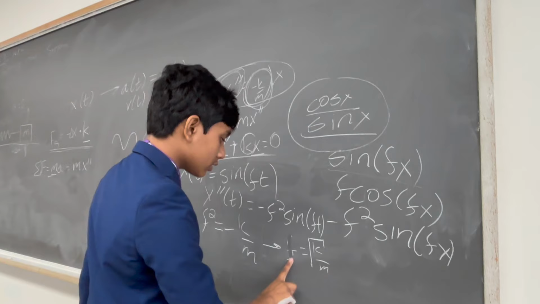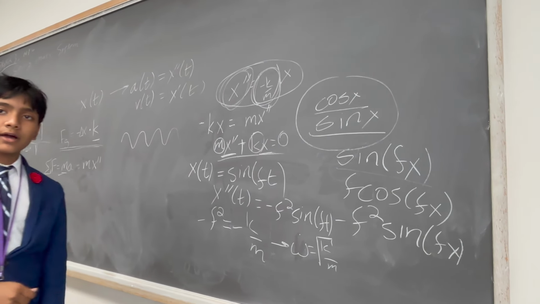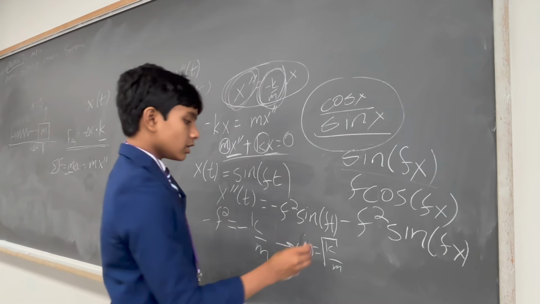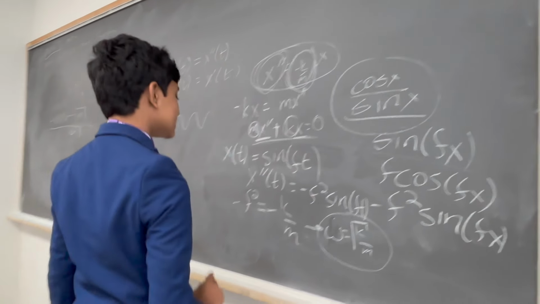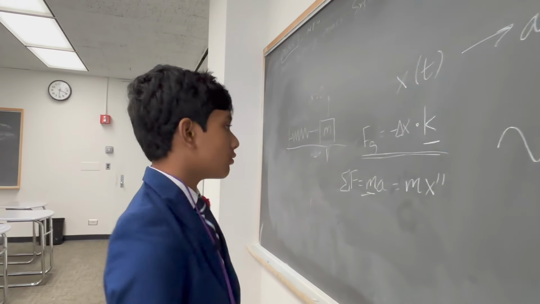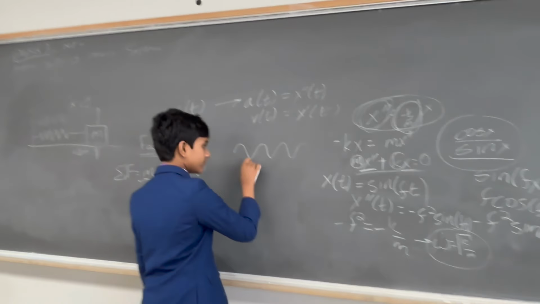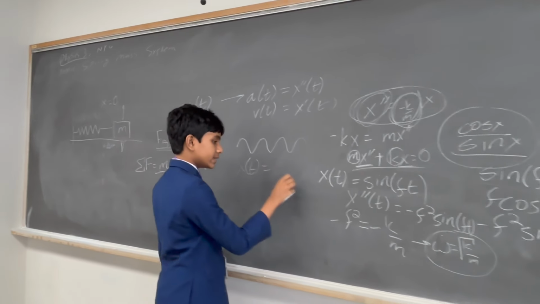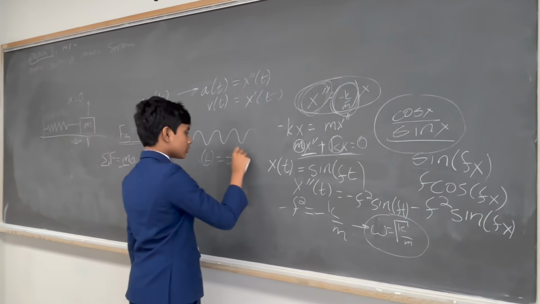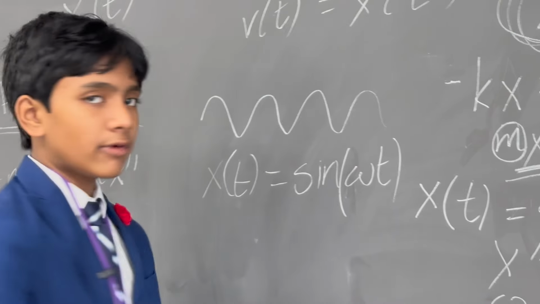This is why we call this angular frequency, which is actually represented via omega. So this is the frequency of our spring, how often it oscillates, going from side to side. All right, so then we have finally solved it, right? Is that all we need to know? The answer is sine omega t, where omega is the square root of k over m.